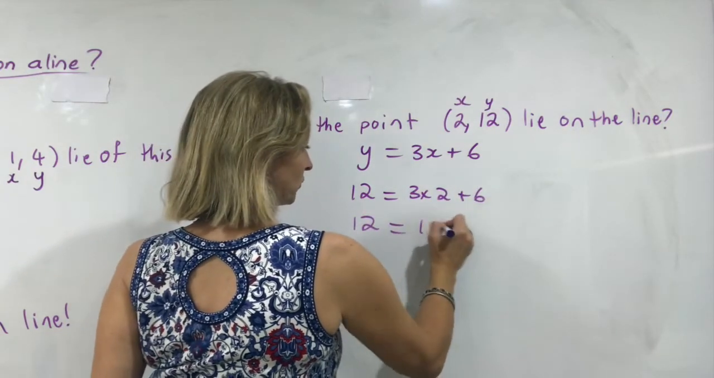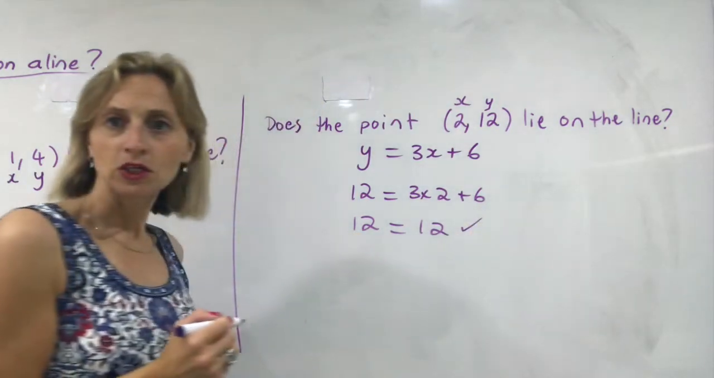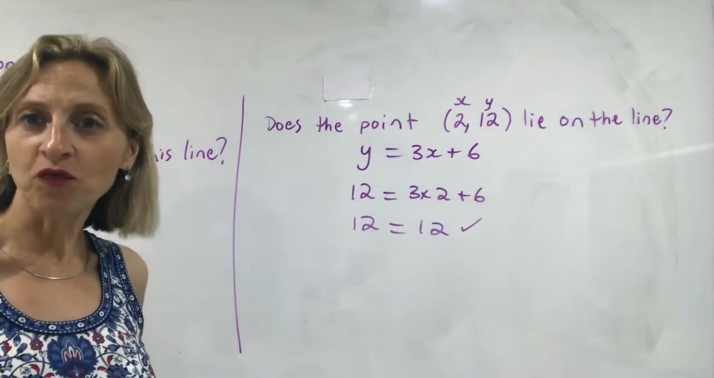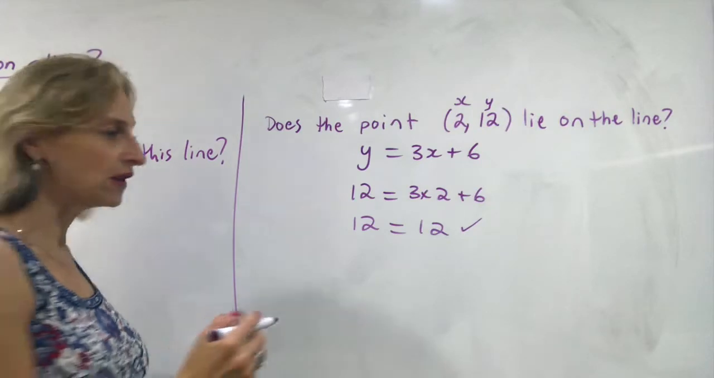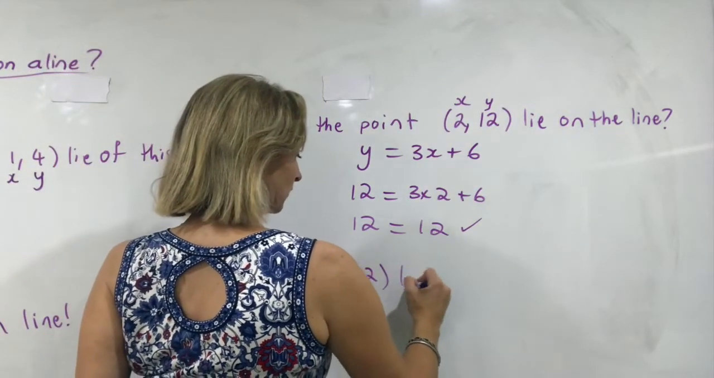So 12 equals 3 2s are 6, plus 6 is 12. Well, that's correct. 12 does equal 12. Therefore, we know that our point lies on the line. Therefore, the point (2, 12) lies on the line.